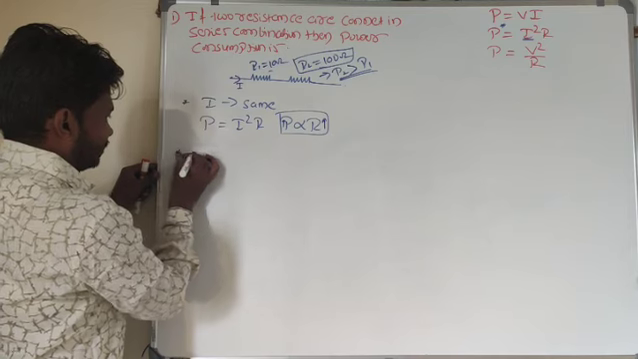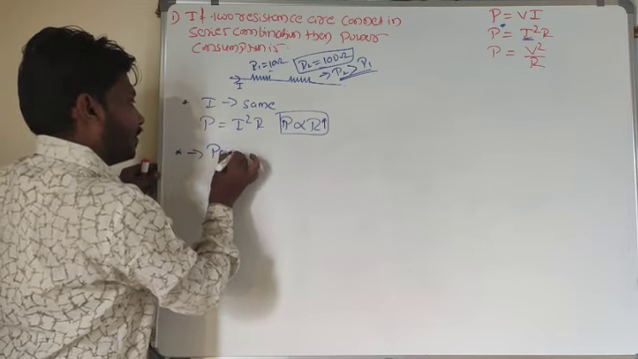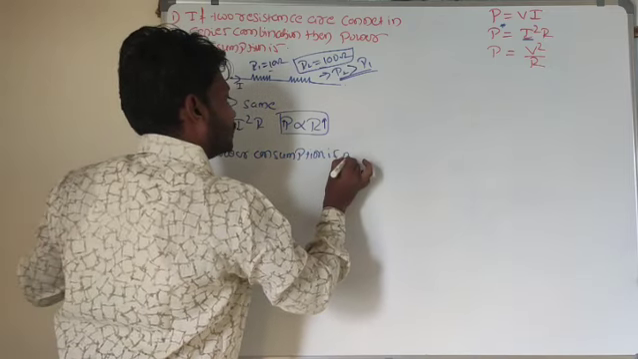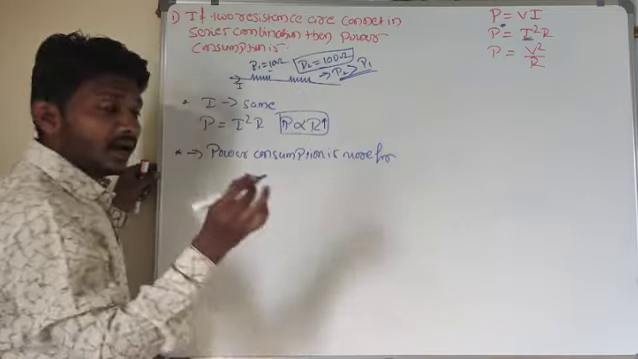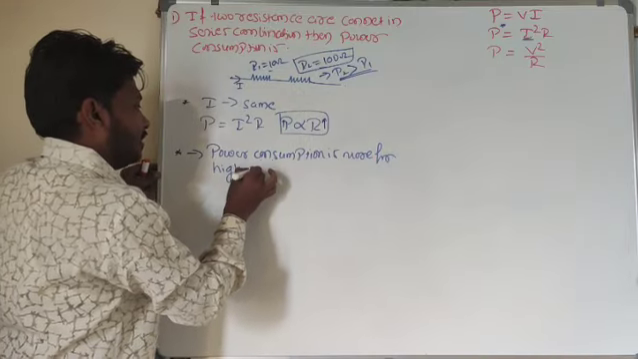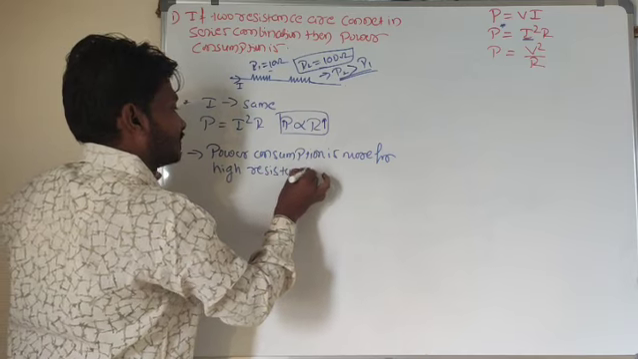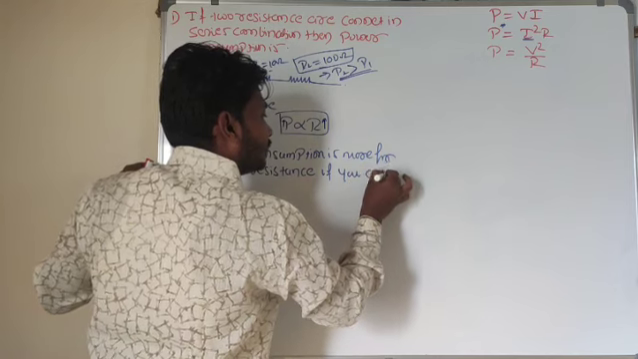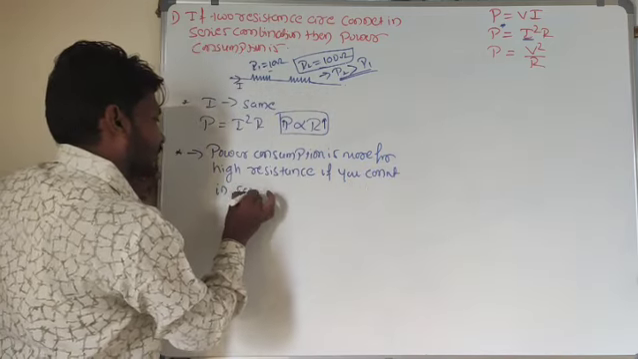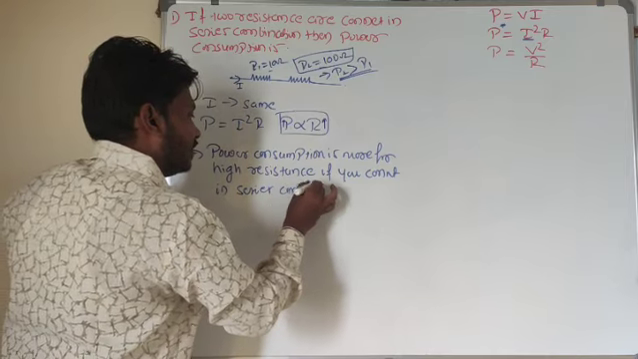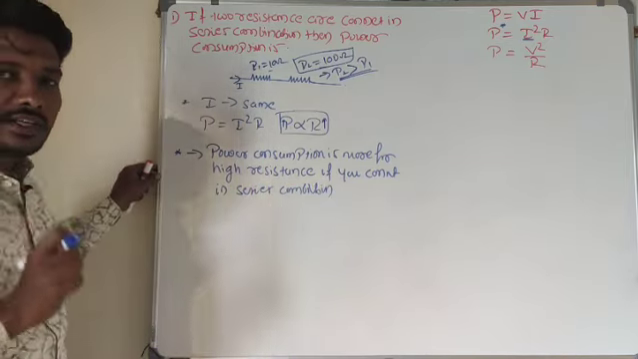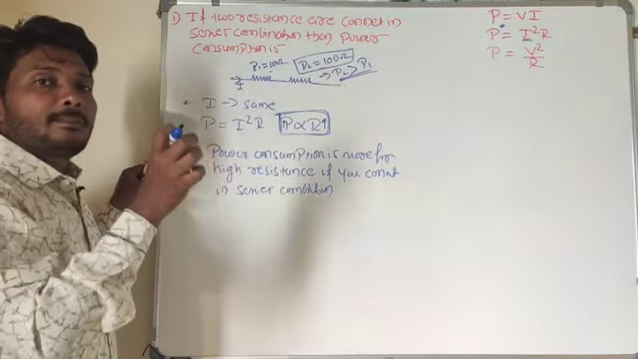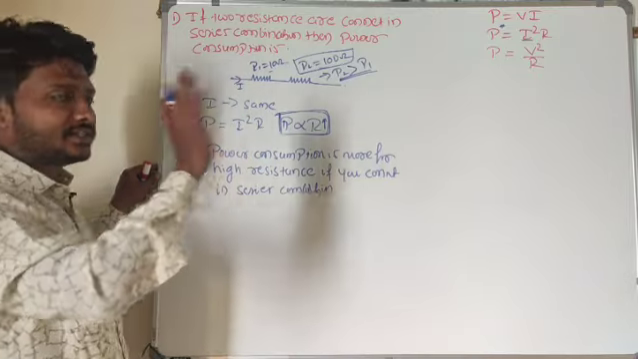So what is the conclusion? Remember this point: power consumption is more for high resistance when you connect it in series combination. So look at here, if you connect two different resistances in series combination, power consumption is directly proportional to resistance. It means that power consumption is more for high resistance in series combination.